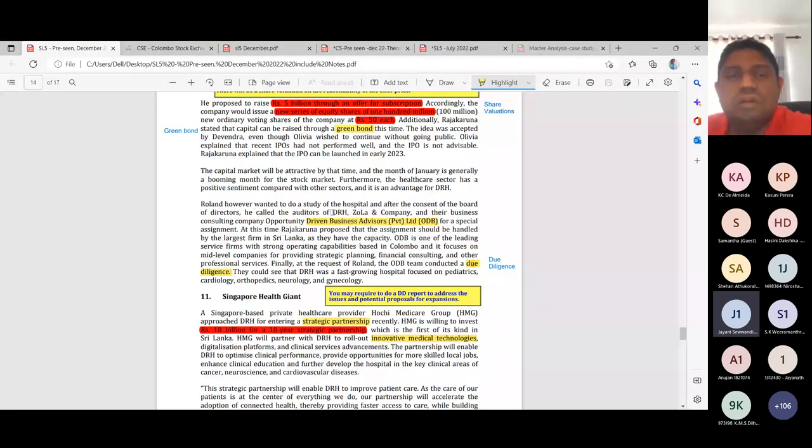Now, how much do they want to raise? 5 billion through an offer for subscriptions. They're going to issue 100 million shares. That means the total value is 5 billion, no? 100 million shares at 50 rupees each. Is it 5 billion for 100 million shares only?